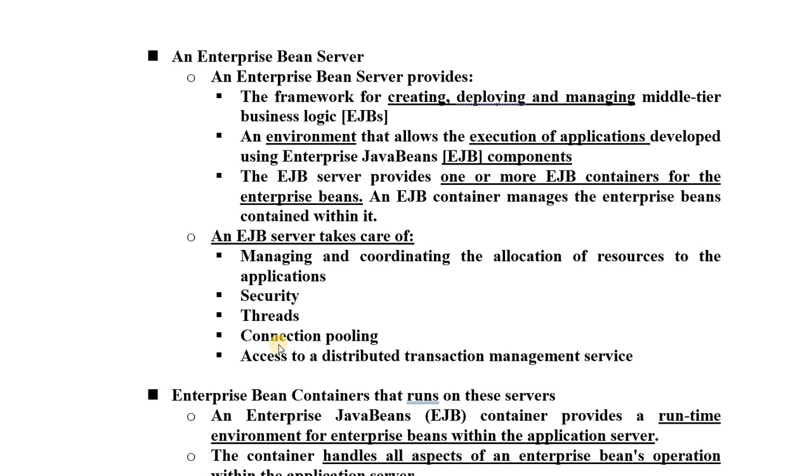What does the EJB server take care of? One, it takes care of managing and coordinating resource allocation. It takes care of security. It takes care of connection pooling. It takes care of using threads, as well as it provides you access to distributed transaction management services. So that is about the EJB server.